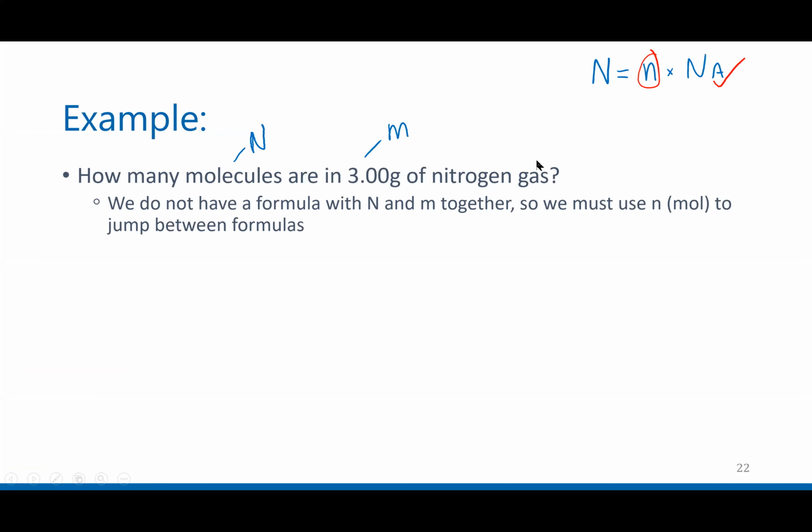There's a question I'll get to in the chat in 30 seconds. So I don't have moles. What am I going to do? Well, they did give me mass. So what I can do is use this equation to find moles and then put it in here. Okay, I hope that makes sense. So using the mass and molar mass, I can calculate moles first, and then I can actually solve the equation to find particles. All right, and I'm going to show you this in a second.